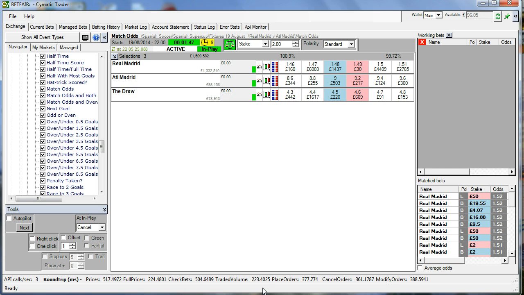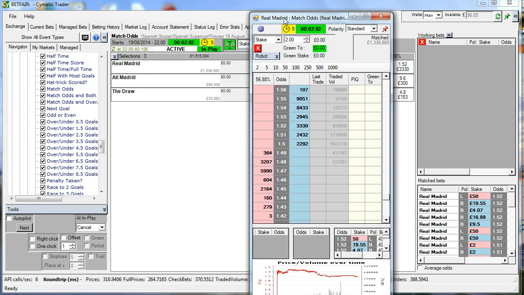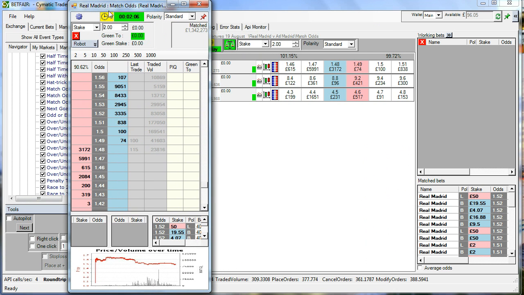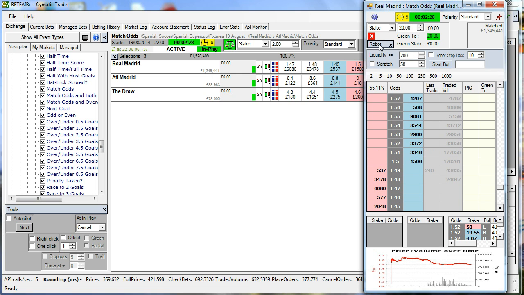This time I'm looking at the robot. So I'm looking at an in-play market, which I've been trading pre-play, and all the orders have been scratched so far, so there's been no loss and no profit. And if we click this button, it will open a panel with the robot settings.